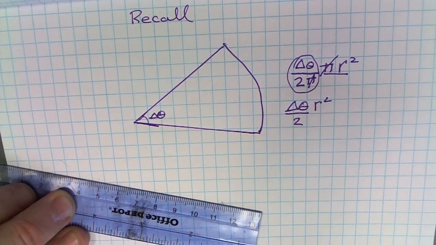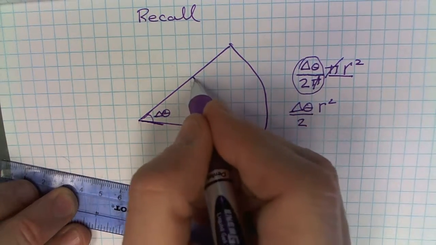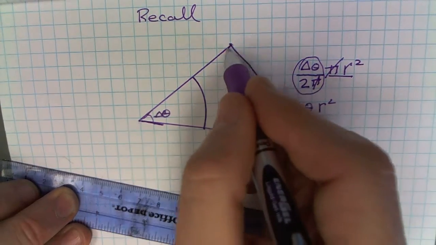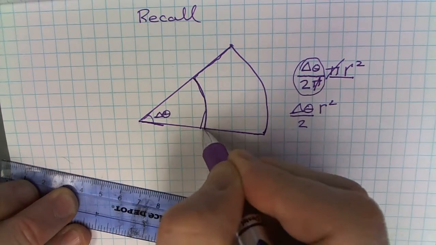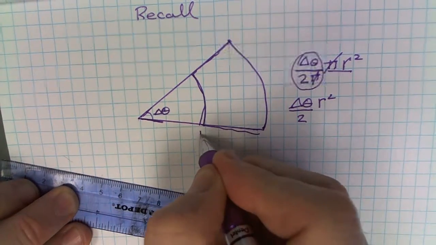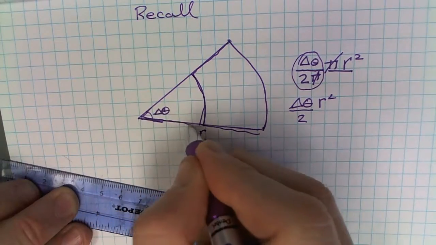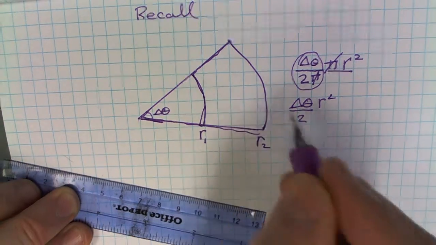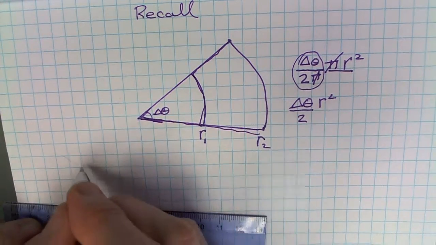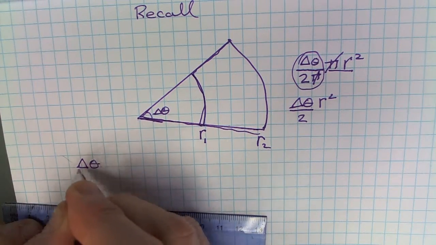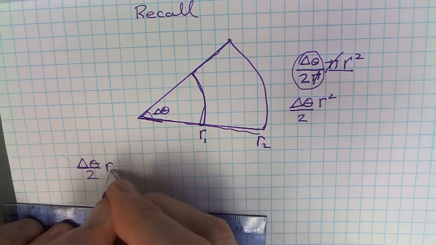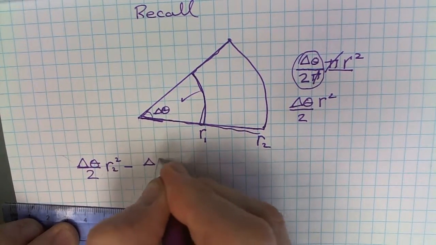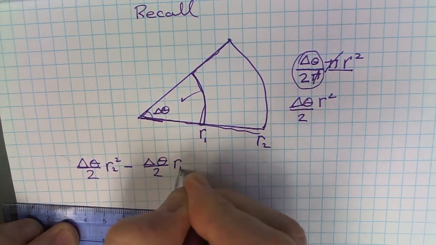Now, let's go a step further, and suppose that I don't want the area of the whole sector. I want just this part up here. For simplicity's sake, let me call this R1, so from here to here is R1, and here's R2. I can get the area of the entire circular sector minus the part I don't need, which is this part. So I'll take delta theta over 2 R1 squared.